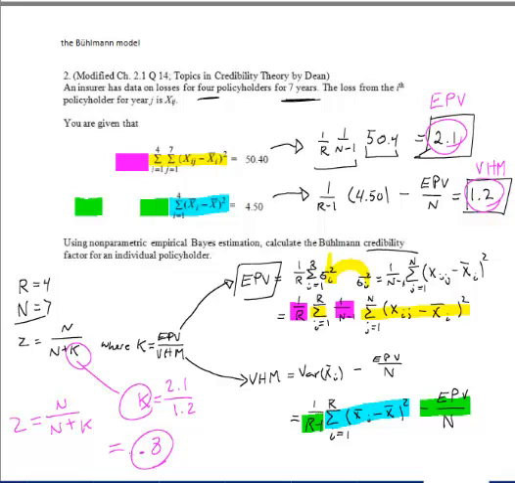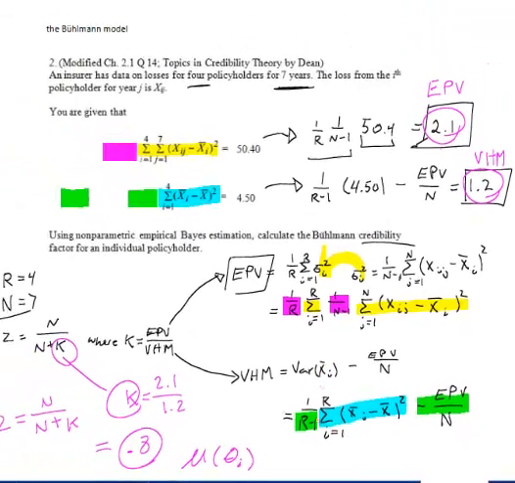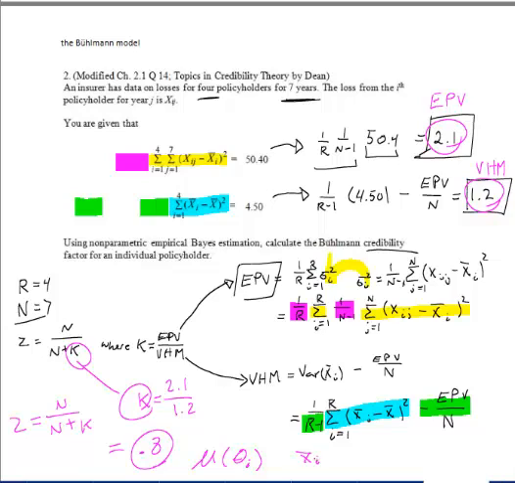And it makes sense that this is a value between 0 and 1, because Z is a credibility factor, but it's also thought of as a weight, because what we want to get to is calculating the hypothetical mean, and the hypothetical mean puts some weight on the average of each risk, and then it puts some weight on the overall average of all the risks.